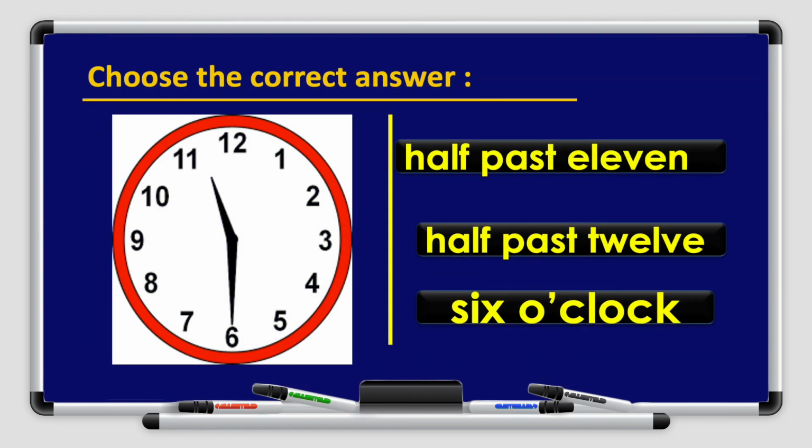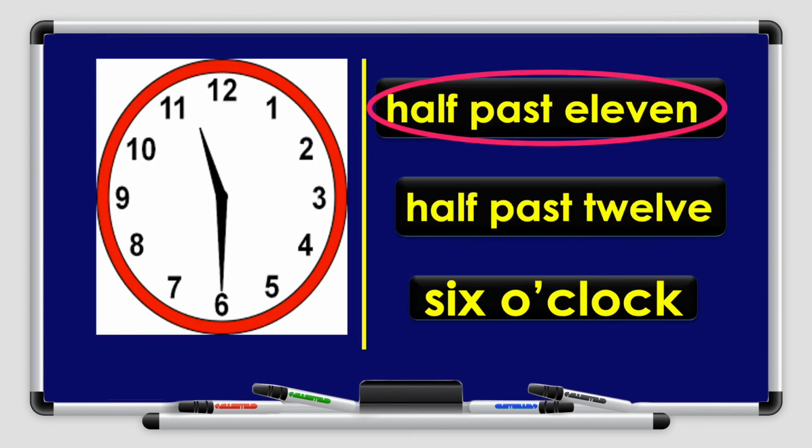Now choose the correct answer again. Look at the picture. What time is it? Is it 11:30, 12:30, or 6 o'clock? What do you think? Great job, boys and girls. Yes, the answer is 11:30. The short hand of the clock is on number 11 and the long one is on number 6.